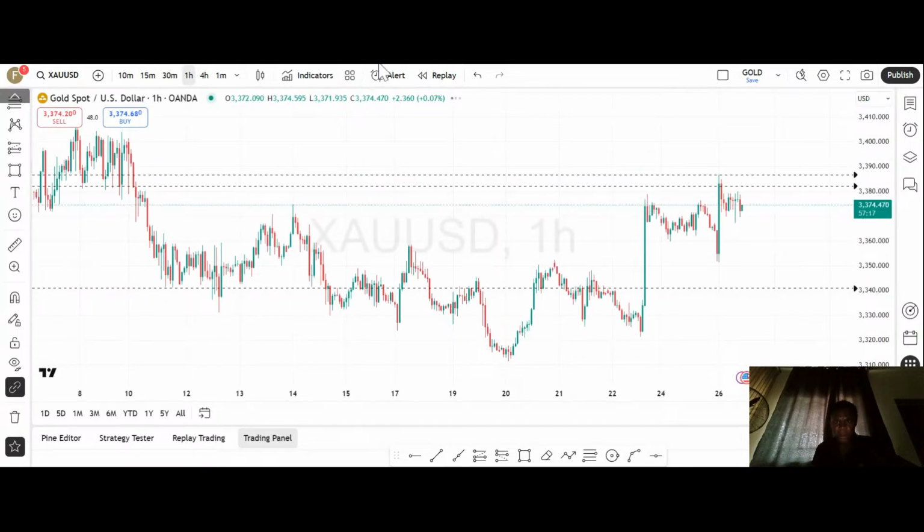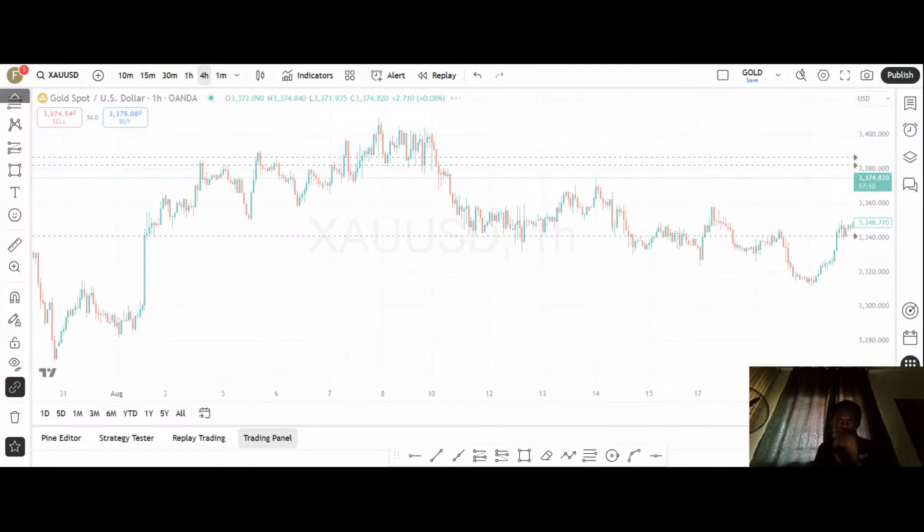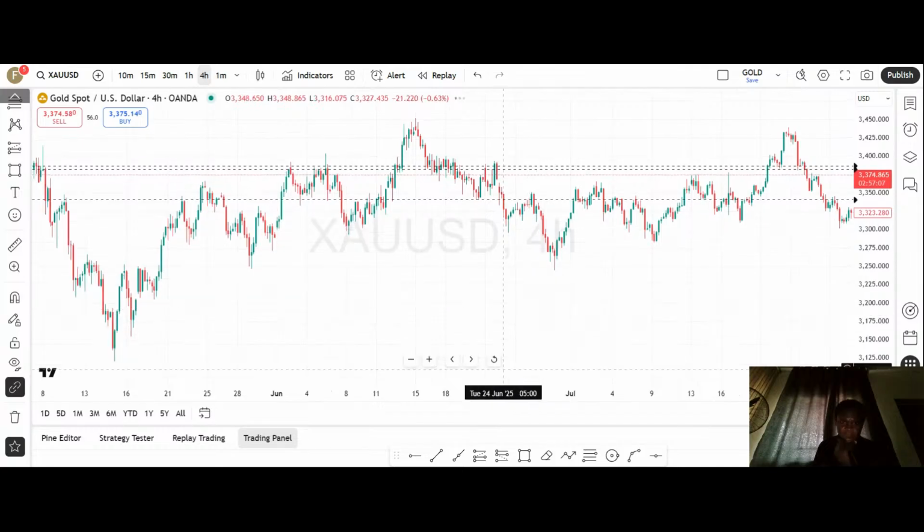So in the 1 hour time frame now, we are on gold. Let me delete all these alarms. I'll just leave it right there. So what happened with this gold now? I'll start from scratch to analyze this gold.